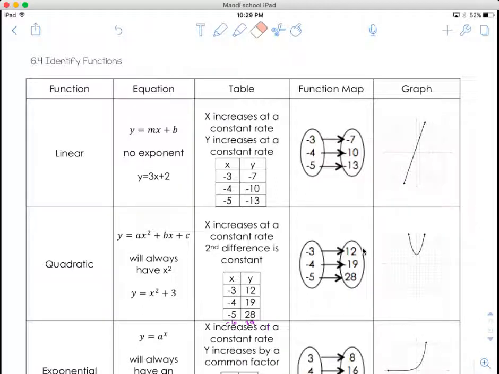All right, this is 6.4, identifying functions. So this takes everything that we've done so far and kind of combines it into one lesson. So let's start with linear.